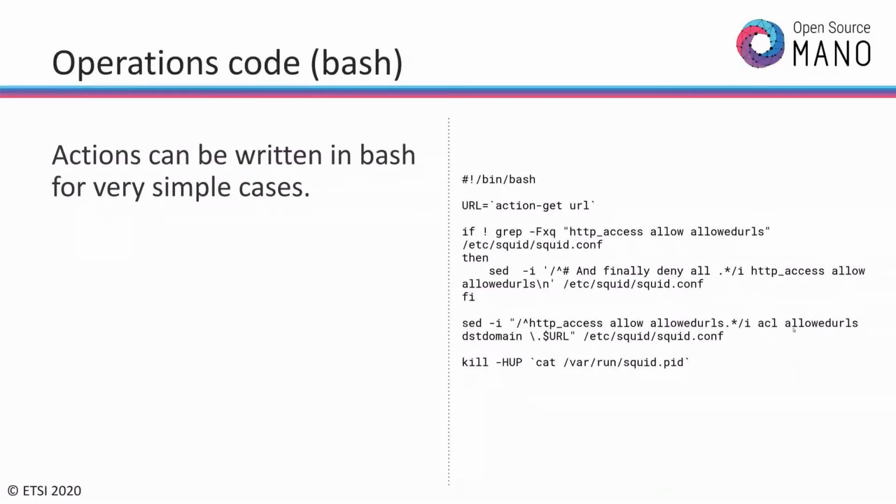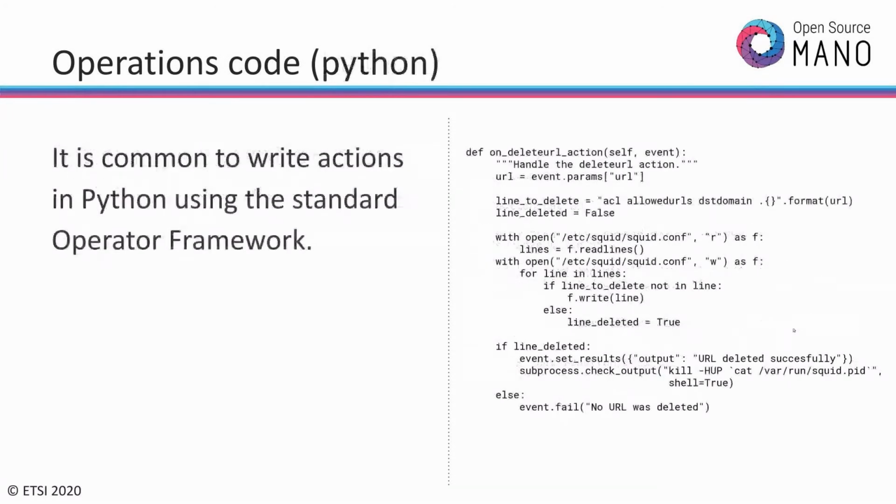It's really straightforward. And the other one, delete URL, is written in Python, and it seems a little more complex, but it really helps you to make more structured and more maintainable code if you're writing the actions in Python. So we always recommend, if possible, write them in Python, include them in the operator framework, and it will be a lot easier for you in the long run.